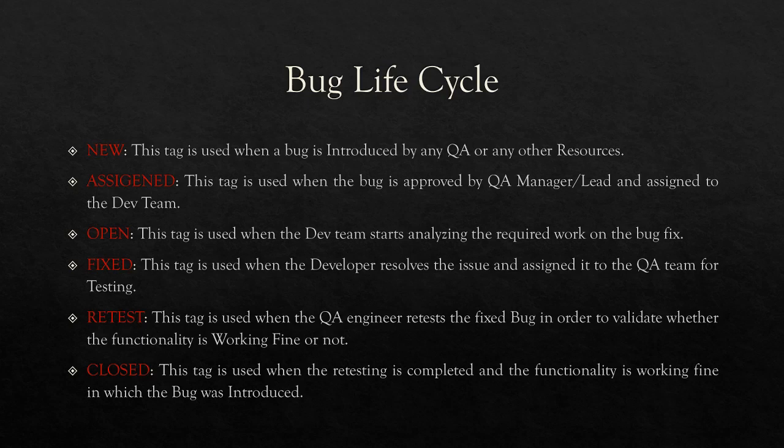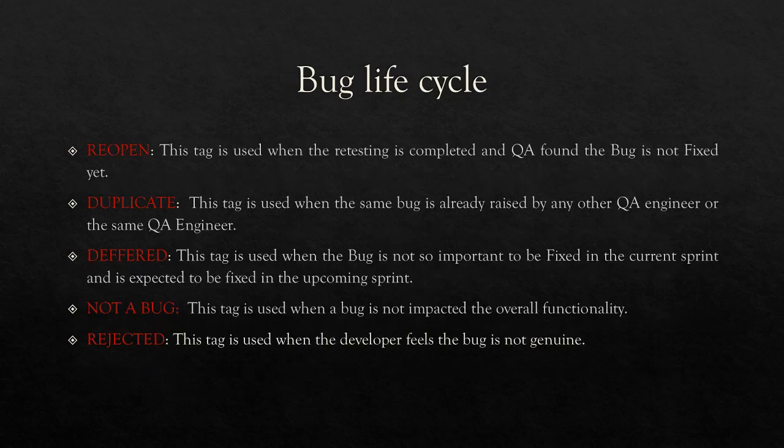The next tag is closed. So this tag is used when the retesting is completed by the QA engineer and the functionality is working fine in which the bug was introduced initially. Next tag is reopen. So this tag is used when the retesting is completed by the QA engineer and they found that the bug is not yet fixed. So in that particular case, this particular tag is used.